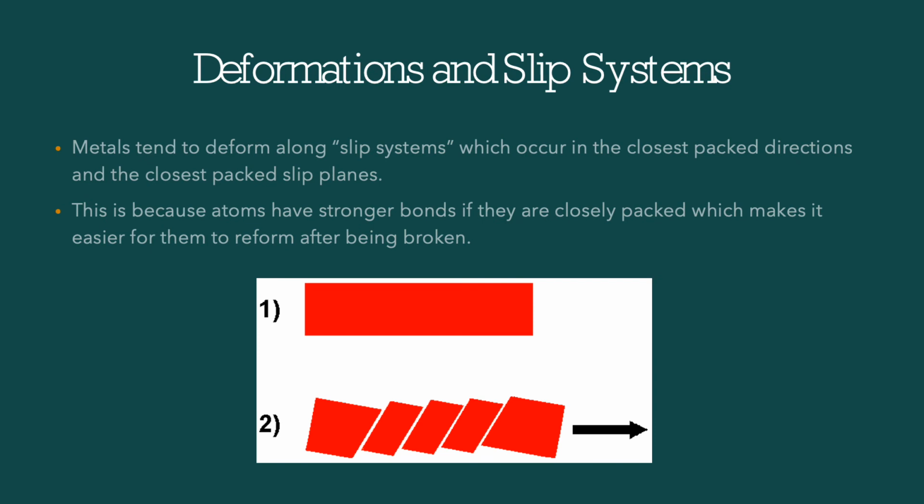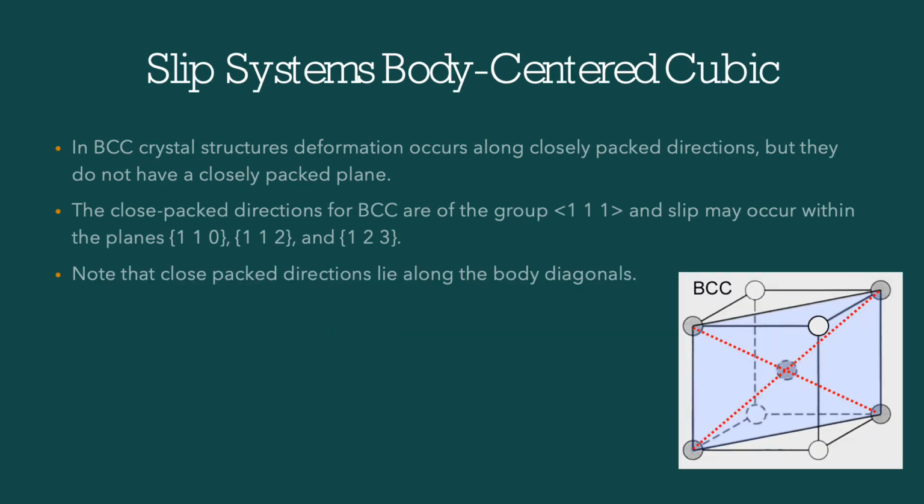It is important to note that metals tend to deform along the closest packed directions and the closest packed slip planes. This is because when atoms are more closely packed, their bonds are stronger, making it easier for them to reform after being broken. Now, there are two important types of slip systems.